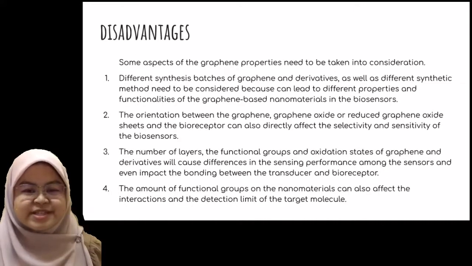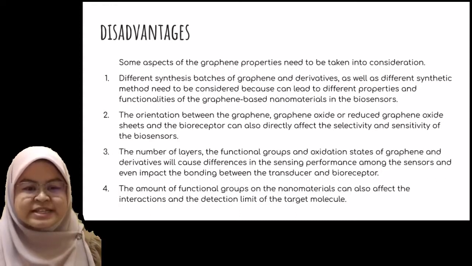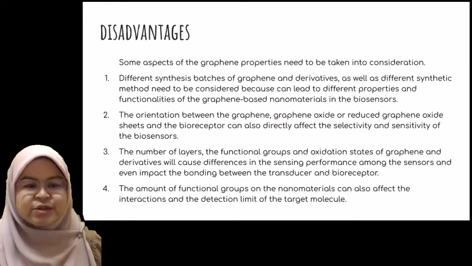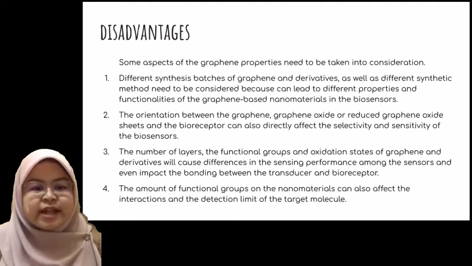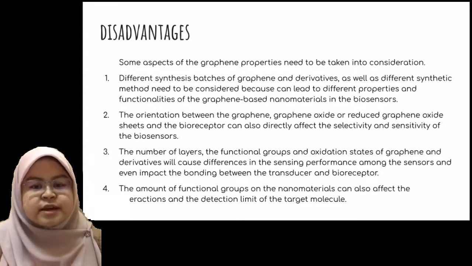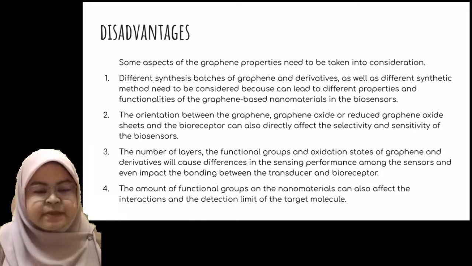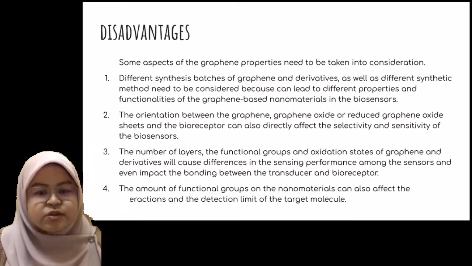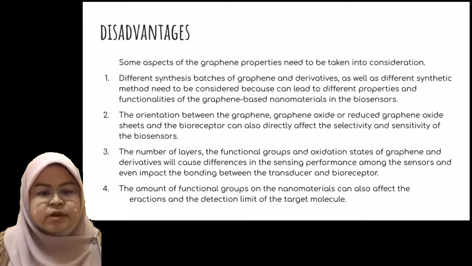When using a graphene biosensor, some aspects of the graphene properties affecting the detection limit of the target molecules need to be taken into consideration. For instance, different synthesis batches of graphene and derivatives, as well as different synthetic methods, can lead to different properties and functionalities of the graphene biosensor. The orientation between the graphene oxide or reduced graphene oxide sheet and the bioreceptor can also directly affect the selectivity and sensitivity of the biosensor. Additionally, the number of layers, the functional group, and the oxidation state of graphene and derivatives will cause differences in the sensing performance among the sensors and even impact the bonding between the transducer and bioreceptor.